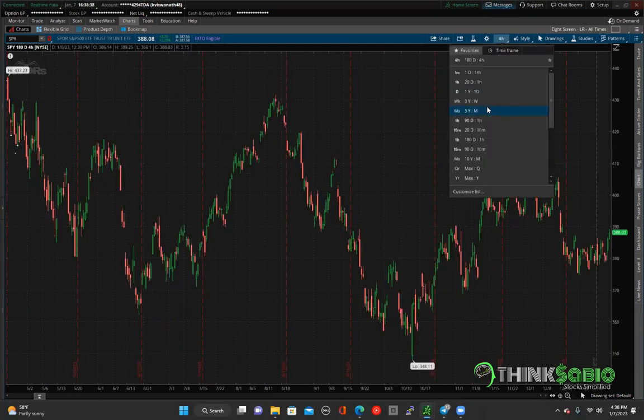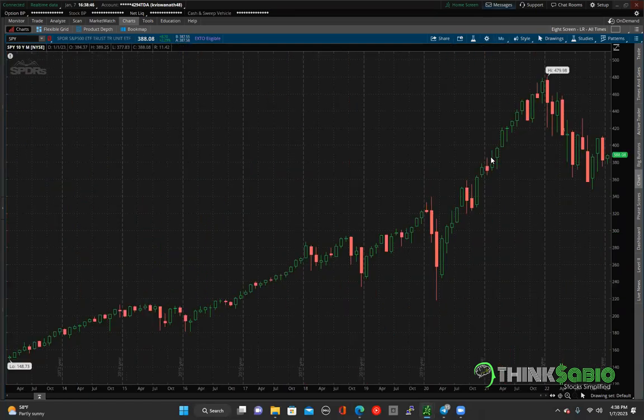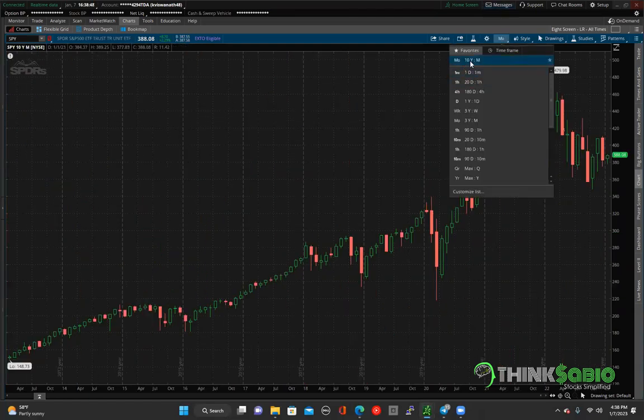And then someone might say, you know what, if I buy something, I'll sell it only after 10 years. You can even go that far, like 10-year, 10Y stands for 10 years, M stands for monthly. That means the whole chart represents 10 years.